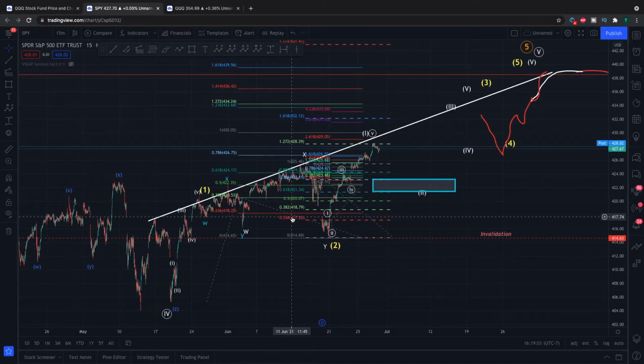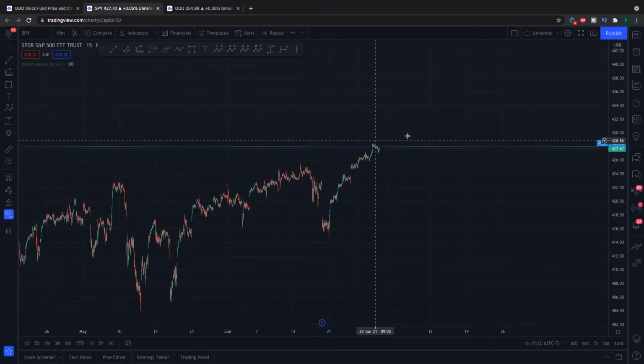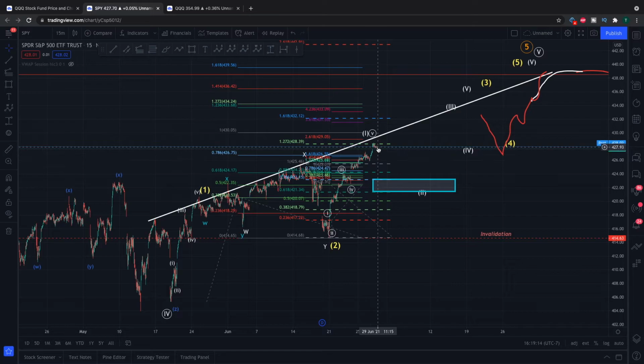I do see a possibility of retracing at these levels. So I marked this upper trend line in white as just a reminder that this is where price action has bounced off previously, and we could see a push upwards to that area and then a push downwards for the wave 2.